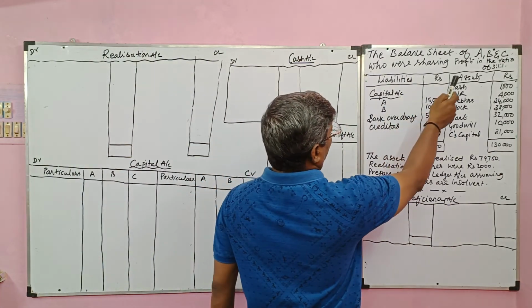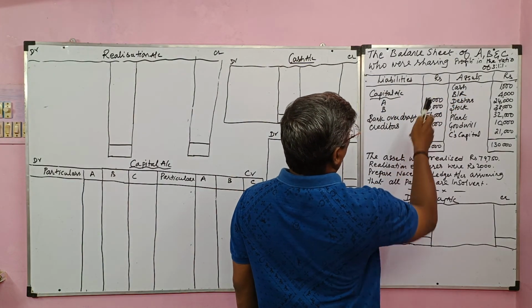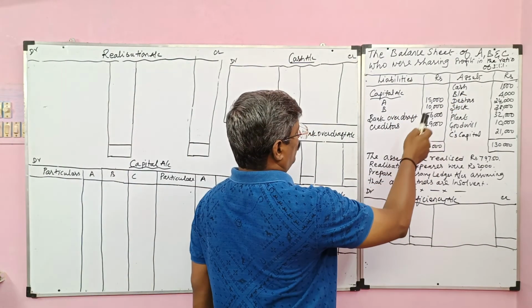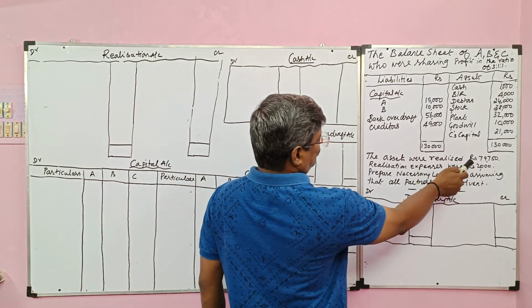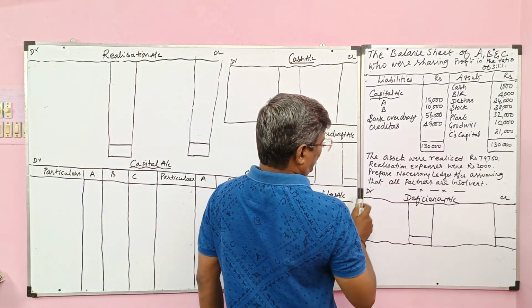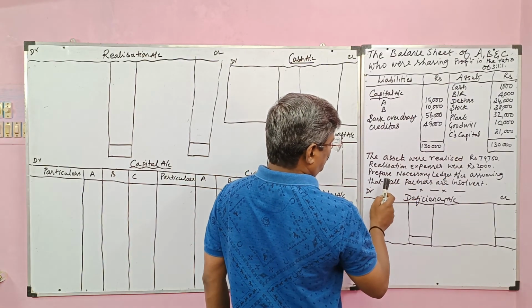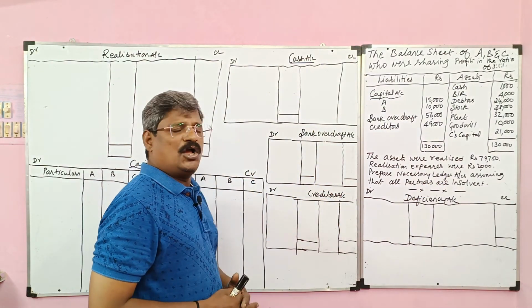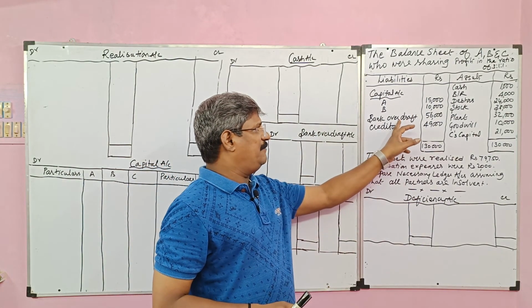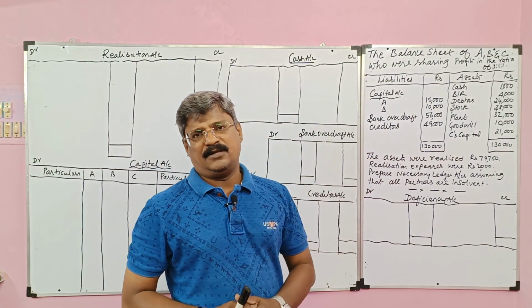The balance sheet of A, B and C, who were sharing profits in the ratio of 3:1:1, shows liabilities and assets. The assets were realized for rupees 79,750. The realization expenses were 2,000. Prepare necessary ledger accounts assuming that all partners are insolvent. So there are two external liabilities, namely bank overdraft and creditor.